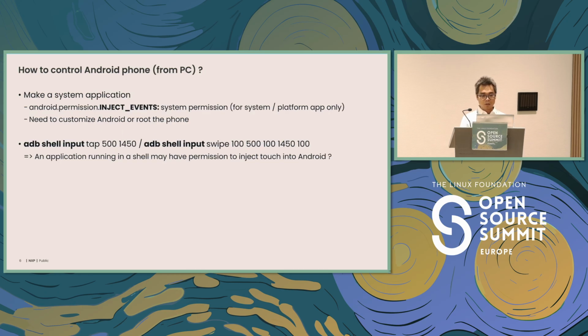To answer this question, the first solution we see is making a system application with the inject event permission. But this solution needs to customize Android and root the phone. So this is not exactly what we want. We want a non-intrusive solution. Then we discover that we can run this ADB shell input command to inject touch events into Android. So we think maybe an application running in an Android shell will have privileged permission to do the same things.